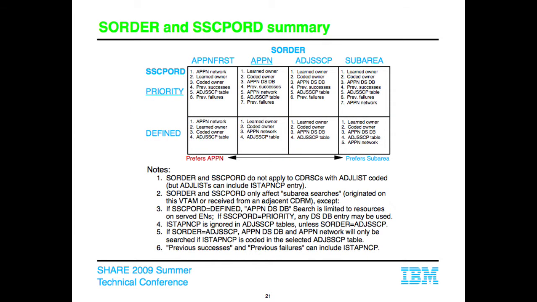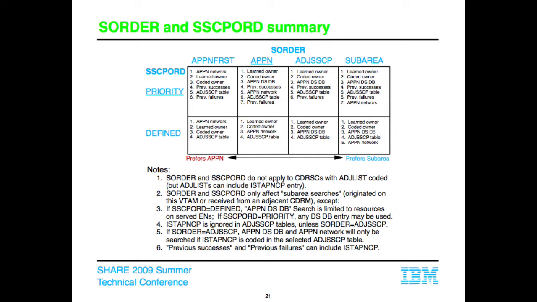This is an eye-buster chart that gives you an idea of the order that VTAM will search for all four of the different S-order values, but also for the subarea SSCP order equals priority versus defined routing. Priority routing, again, tries to remember which paths were successful and which paths have failed, and tries to reorder the successful ones at the top, the failed ones at the bottom, and the untried ones in the middle. So that's one of the reasons why you can actually get some of your previous successes to occur before an APPN network search in the S-order equals APPN case.